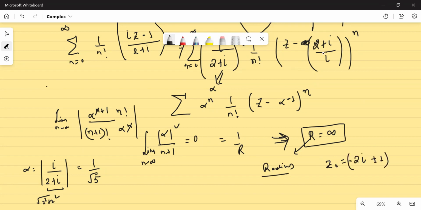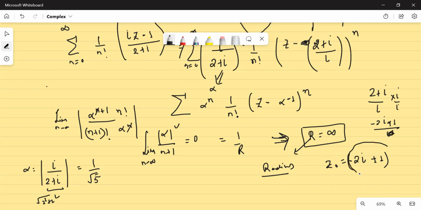So if you just multiply iota up and down, what will you get? Iota multiplied on top will give you iota, this becomes minus 1, and below another minus will come. So if you write 2 plus iota upon iota and multiply with iota and iota, you will get 2 iota minus 1 divided by iota squared, again minus 1, this will give this.